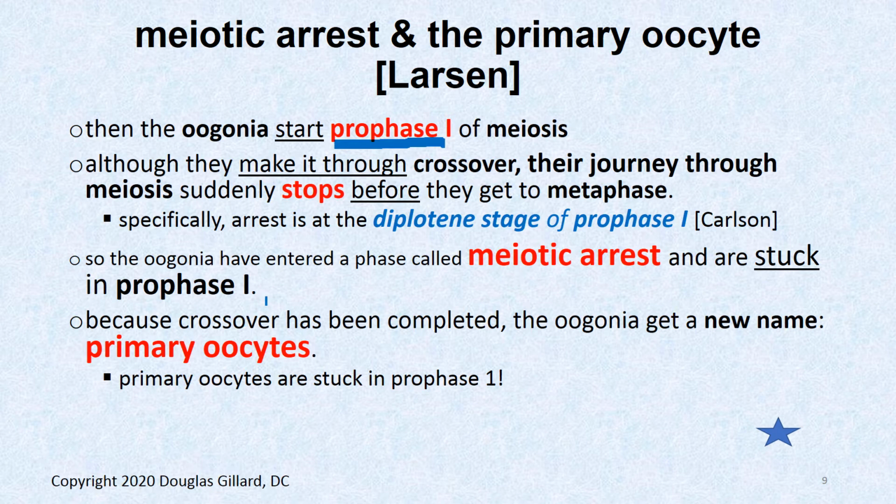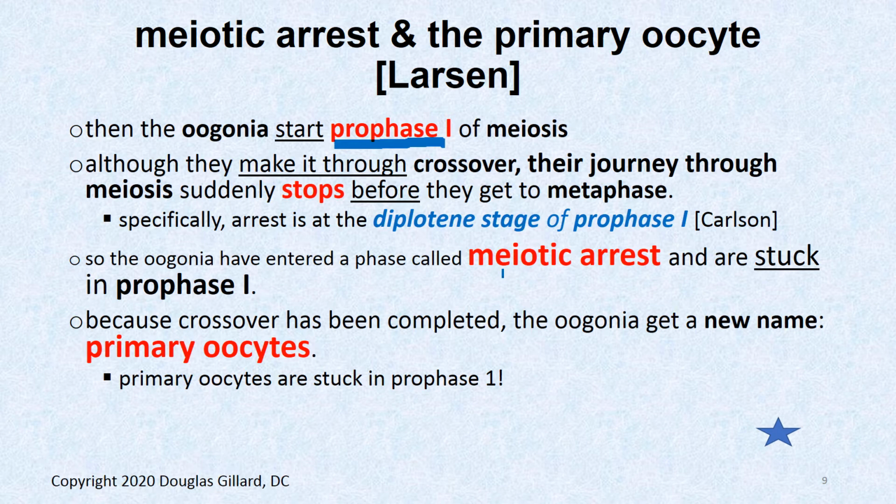If you want, I think this might be too deep for boards, but prophase has different subcategory stages. So if you wanted to get technical, it's the diplotene stage of prophase, which comes right after crossover, where meiosis is arrested or stopped. Everybody good for that? So these little baby eggs are frozen. They didn't go all the way through meiosis. So that's kind of weird, right? You've probably never heard of that before.